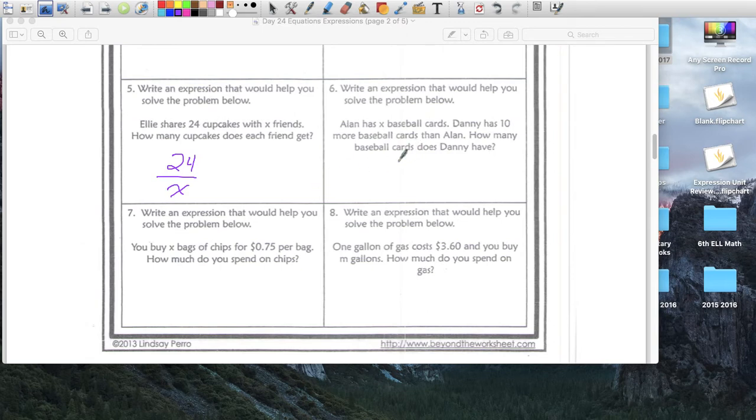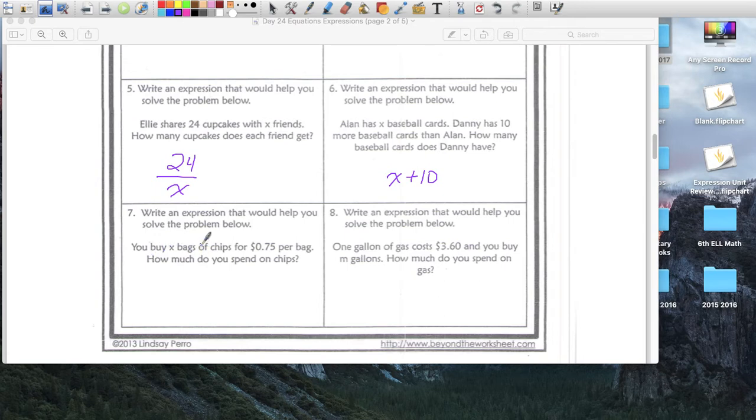Write an expression. Okay, again, Alan has x baseball cards, so he has this many. Danny has 10 more than Alan. How many baseball cards does Danny have? So Danny has 10 more than Alan. Whatever Alan has, we know he has x cards. So to find out how many Danny has would be x plus 10, right?